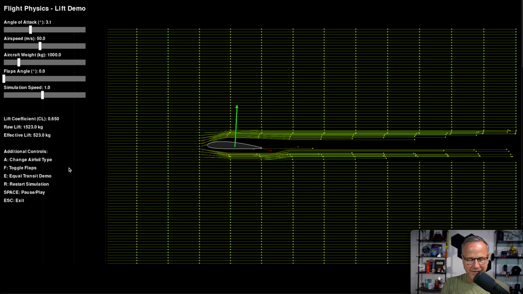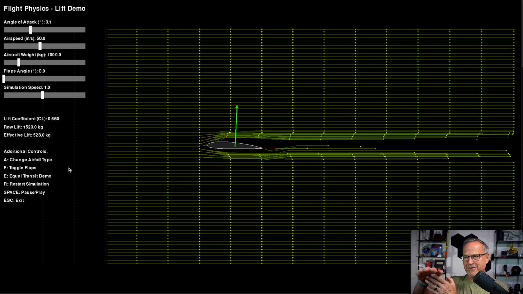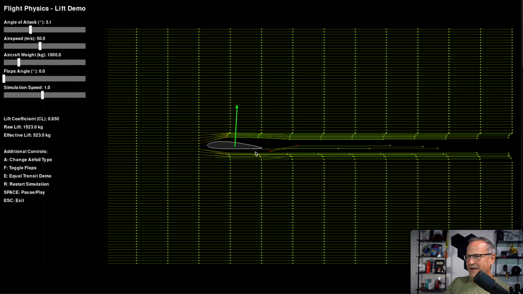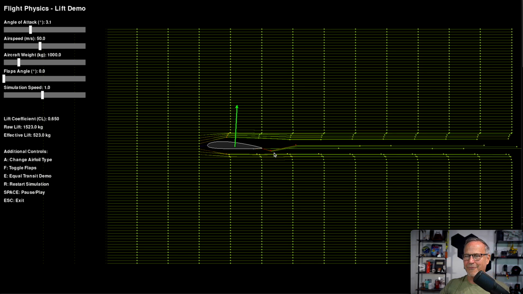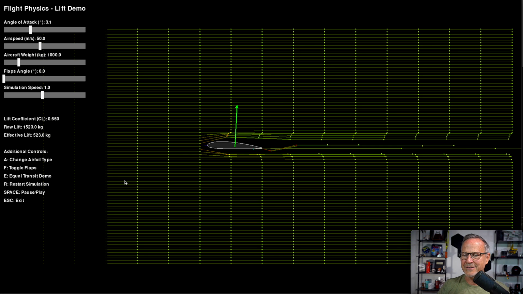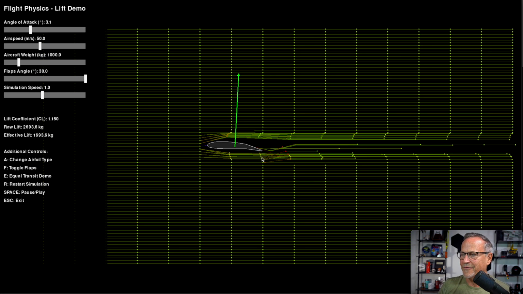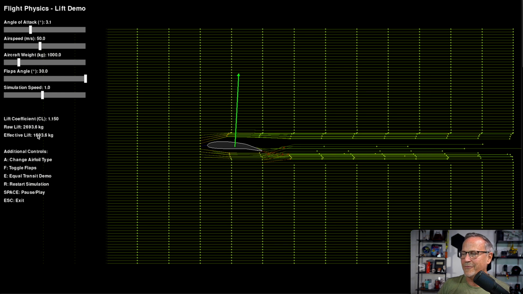All right, so finally, let's take a look at what flaps do. Flaps are the little things on the back of the wing here that you'll see when an aircraft takes off or lands, it tips it downward like that. So let's go ahead and turn our flaps on. We're going to go F for flap, and notice that our flaps have now just gone down, and our effective lift has gone way, way, way up. Now, what we've traded for that is a lot more drag.